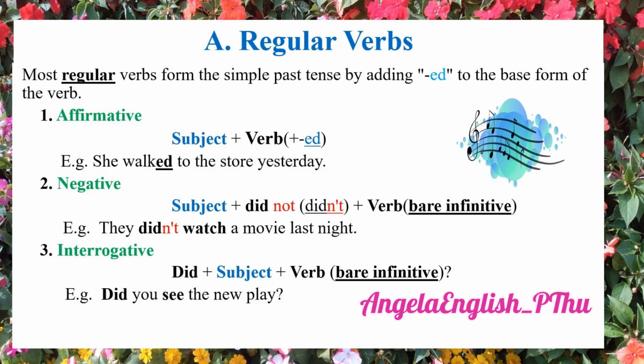For example, she walked to the store yesterday. 2. Negative. Subject plus did not, didn't, plus verb, bare infinitive. For example, they didn't watch a movie last night. 3. Interrogative. Did plus subject plus verb, bare infinitive. For example, did you see the new play?